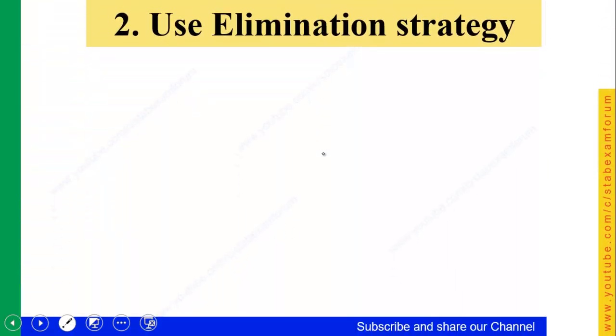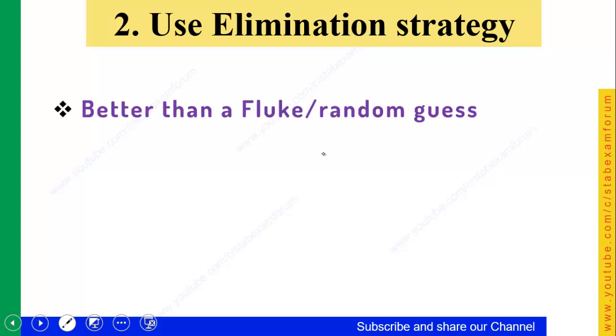Let's see the next tip, that is use the elimination strategy. You have selected your strong sections and weak sections, but sometimes you are good in one section and still a little confused in some options. Use the elimination strategy. Don't skip that question. I am repeating, don't skip that question, just try to use the elimination strategy. Why? I will tell you.